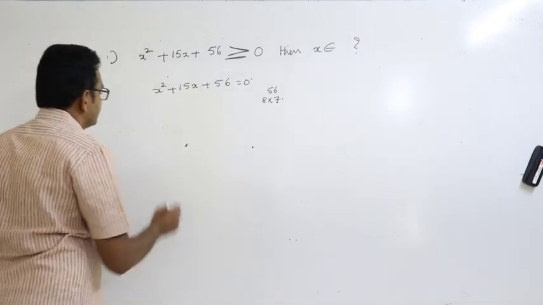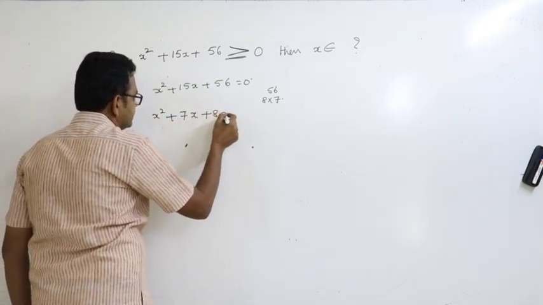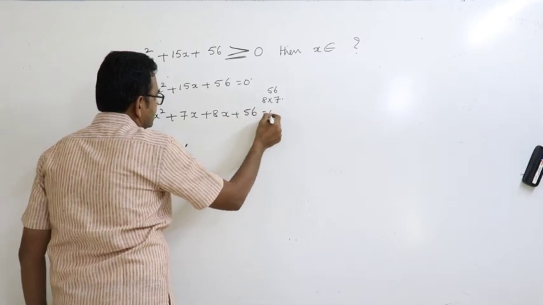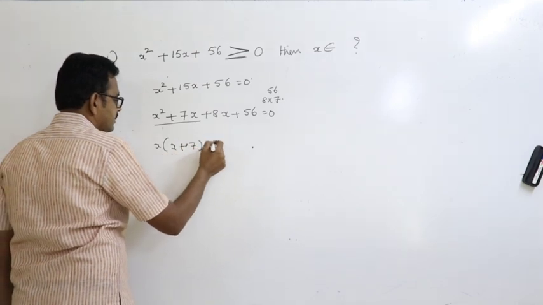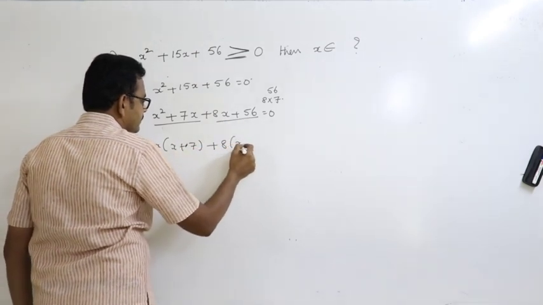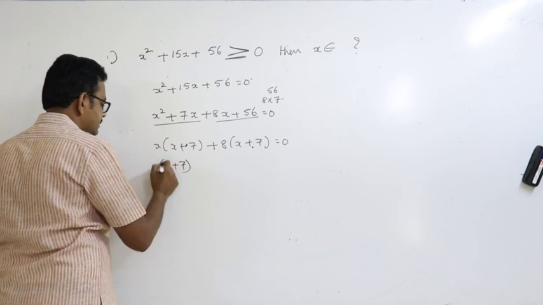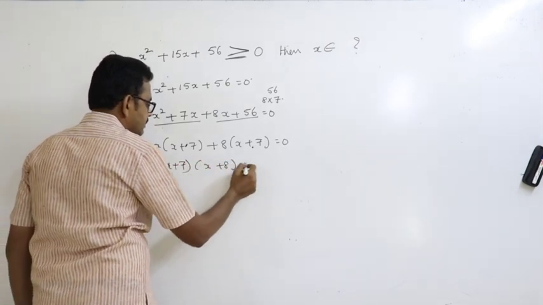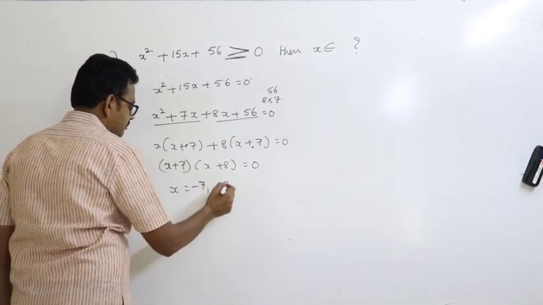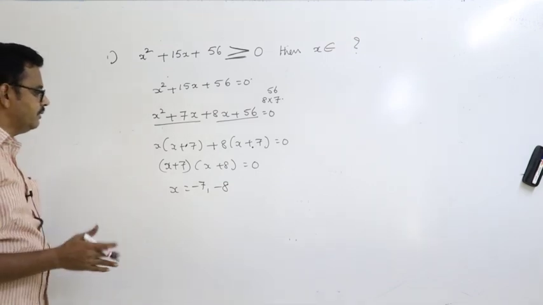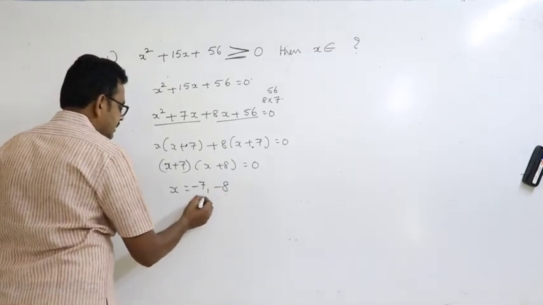So this is x square plus 7x plus 8x plus 56 equal to 0. In these two, x common: x into x plus 7, plus in these two, 8 common: 8 into x plus 7, is equal to 0. So x plus 7 into x plus 8 is equal to 0. X equal to minus 7, minus 8. First you decide what is alpha and what is beta. Alpha is less than beta, so this is the smaller number and this is the bigger number.